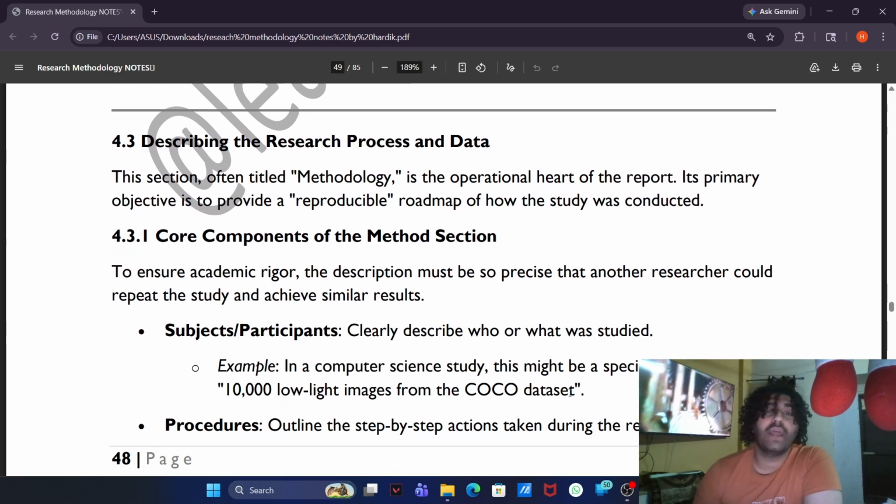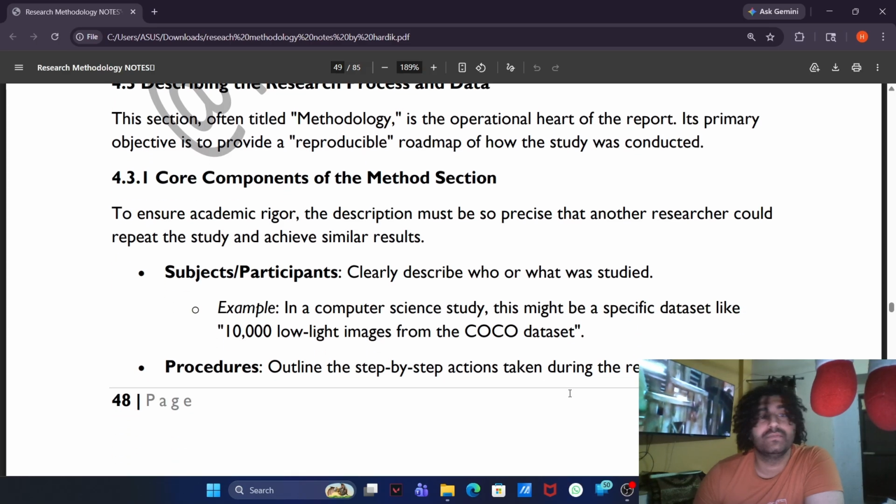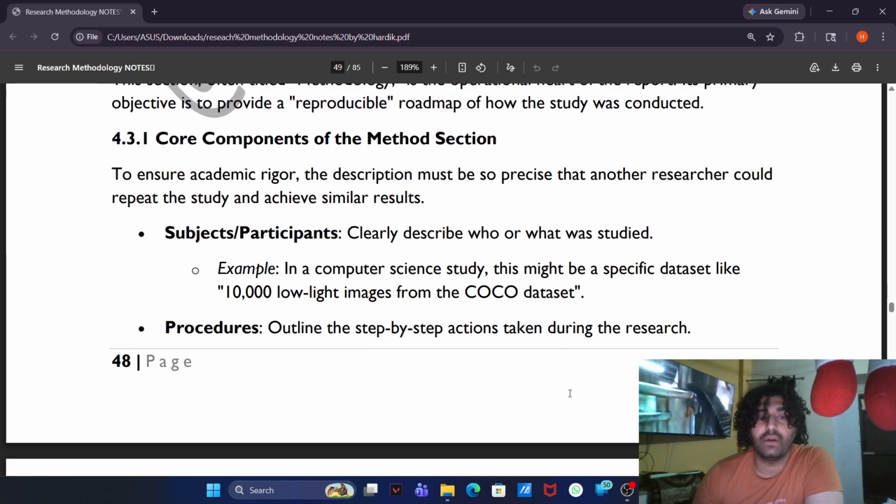Next topic, describing the research process and data. This section, often titled Methodology, is the operational heart of the report. Its primary objective is to provide a reproducible roadmap of how the study was conducted. Core components of the method section. To ensure academic rigor, the description must be so precise that another researcher could repeat the study and achieve similar results.